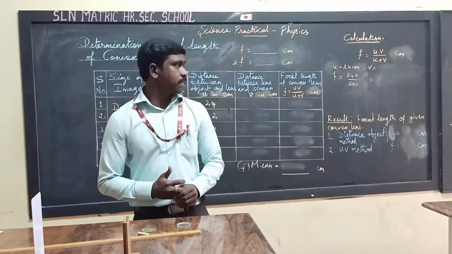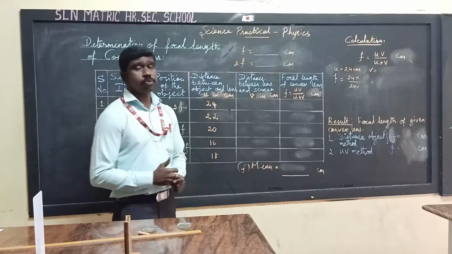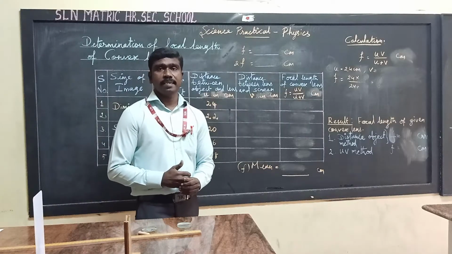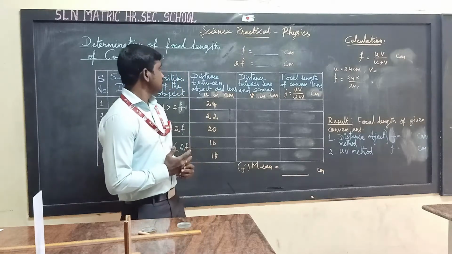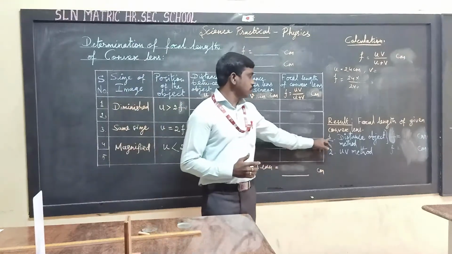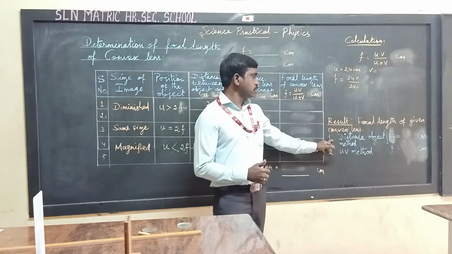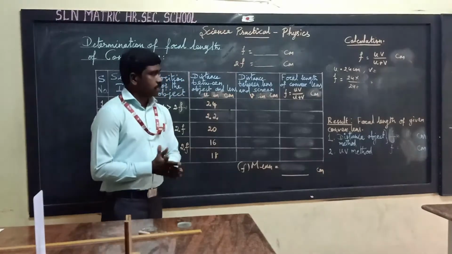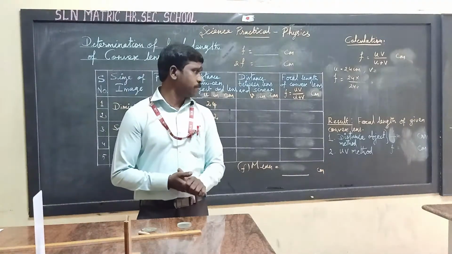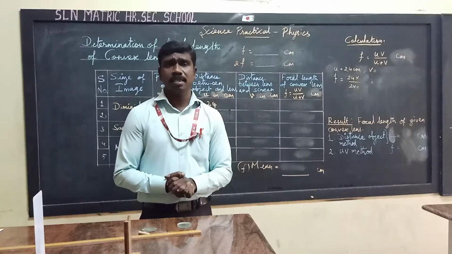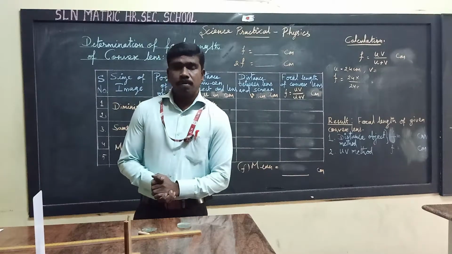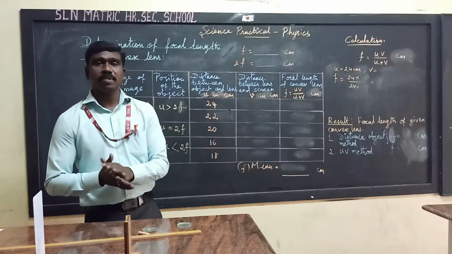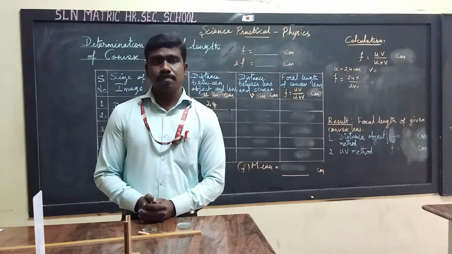We have two different methods to find the focal length of a given convex lens. One is the distant object method, and the other is the UV method. First we are doing the distant object method, which is the easiest way of measuring the focal length of a given convex lens. Before discussing the method, we need to know what apparatus we need for this experiment.